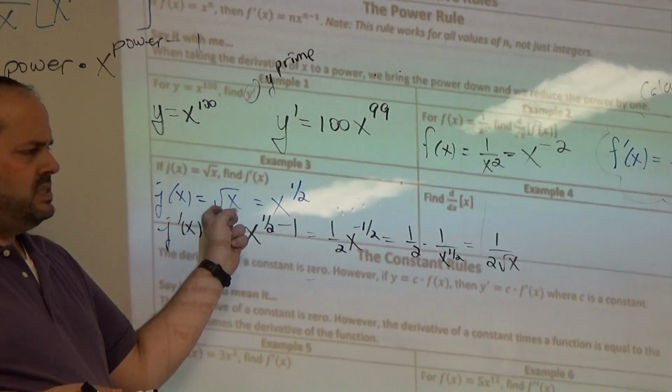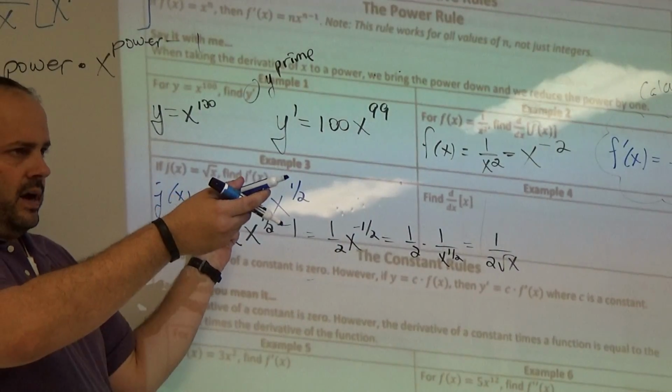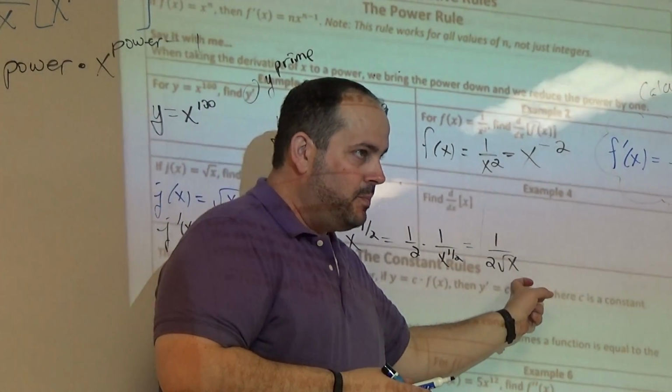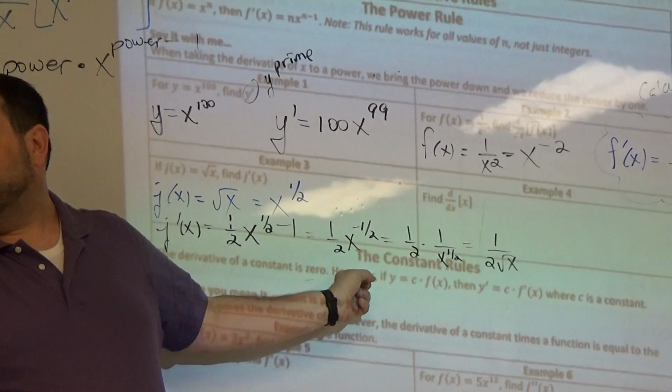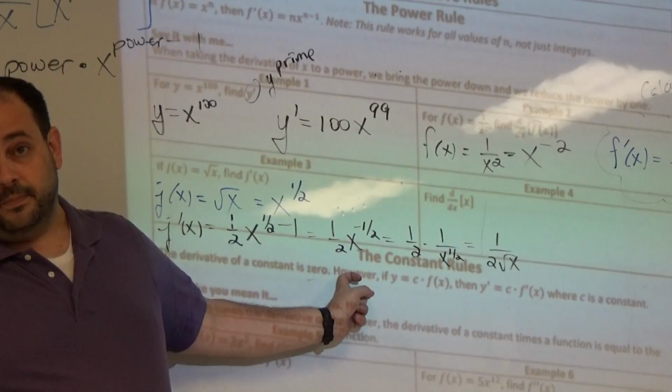And one of the groups did actually work this out. Is that exactly what you came up with? You're using the power rule. This is so much faster than this way of doing things.